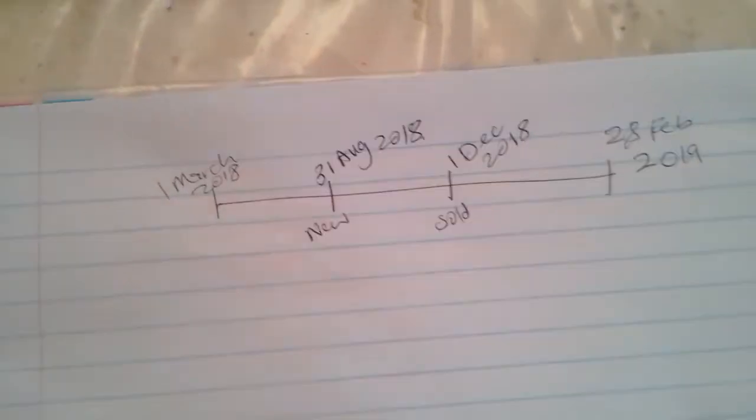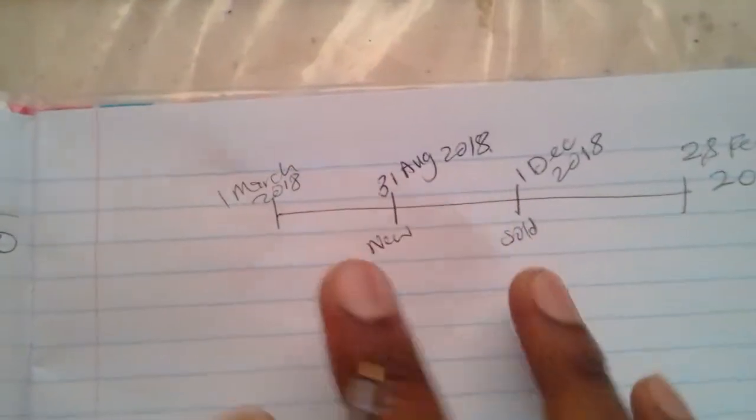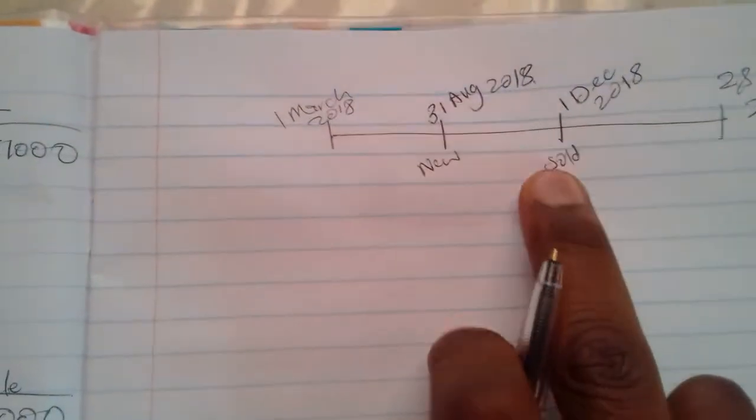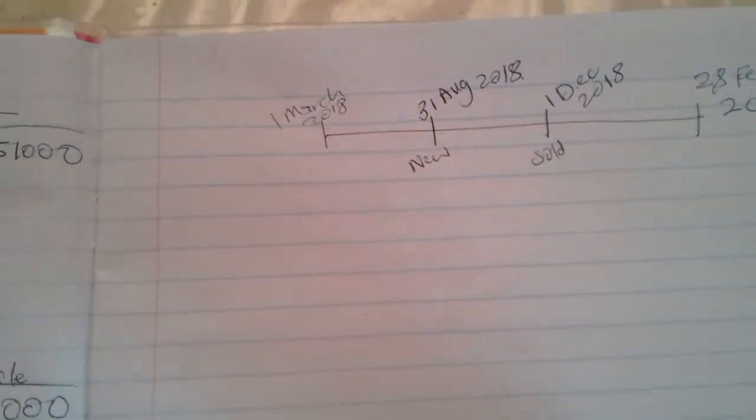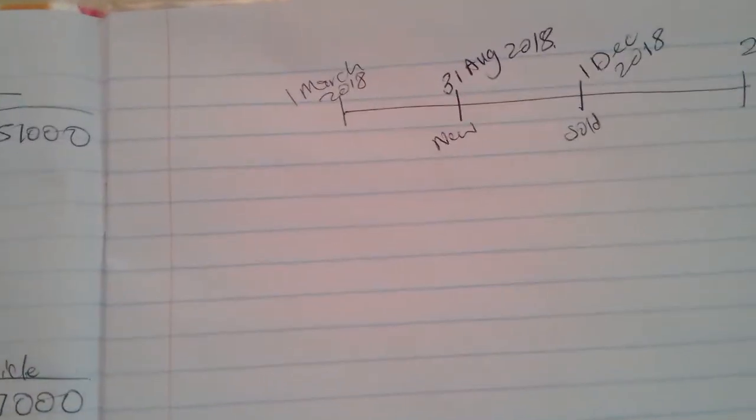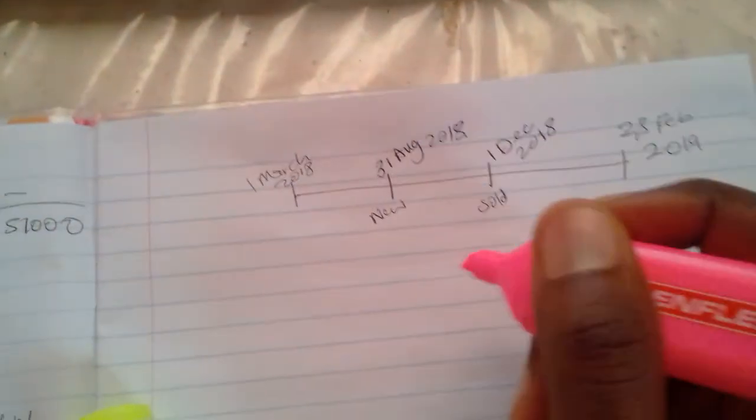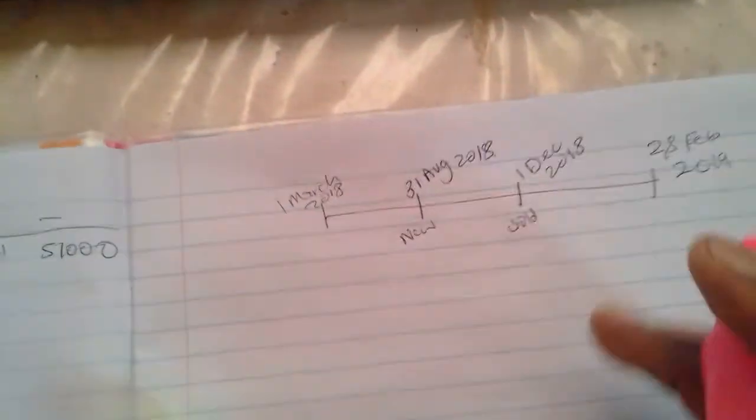Please, before calculating depreciation, make sure that you count how many months this asset spent inside the business. There's a new asset, and also the sold asset, and also the old assets which have been there in the business from the beginning of the year until the end of the year. So let's start. I'm going to use different colors here so that you can see.